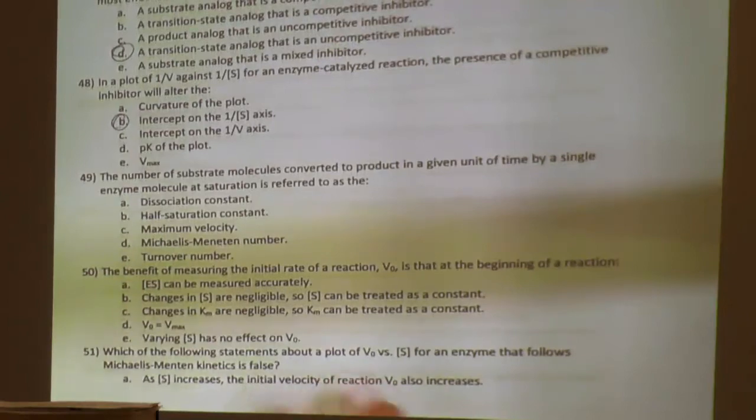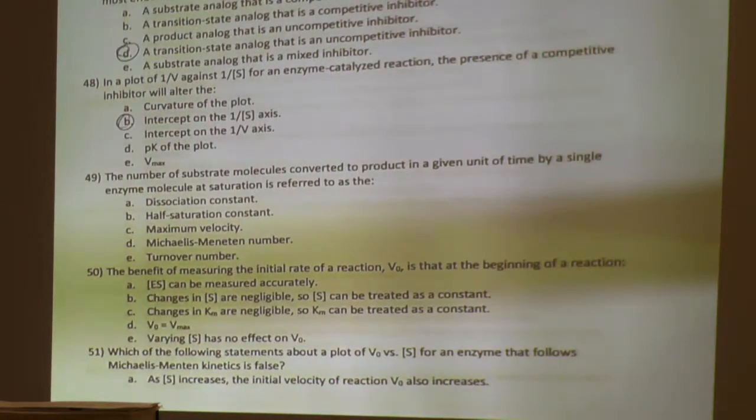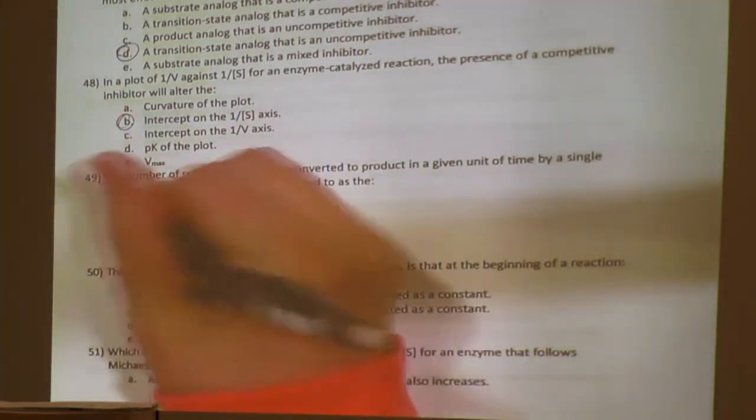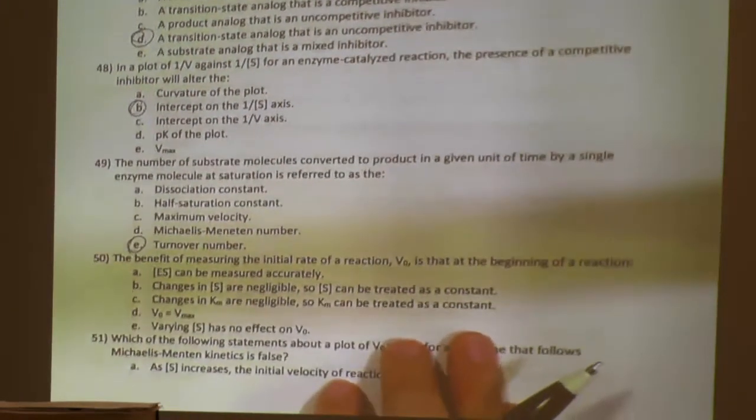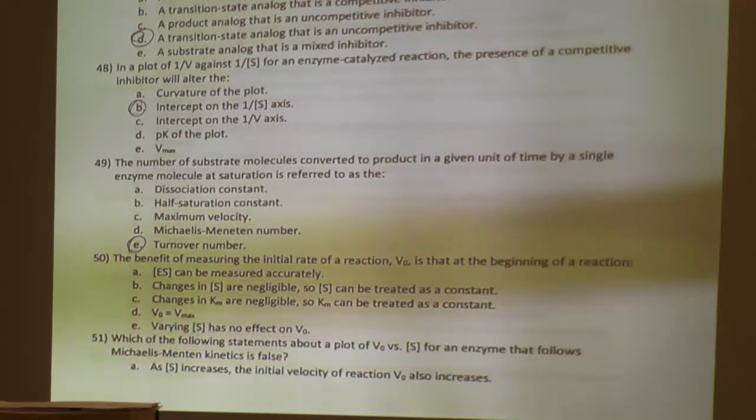So 49. The number of substrate molecules converted to product in a given unit of time by a single enzyme molecule at saturation is referred to as what? It's going to be your turnover number. So number 50. The benefits of measuring the initial rate of reaction, V naught, is that at the beginning of a reaction, what's true?